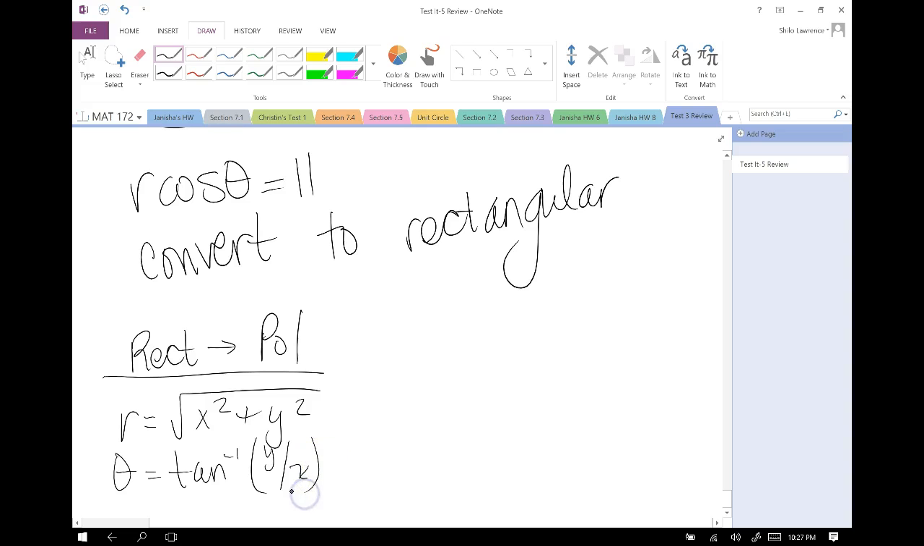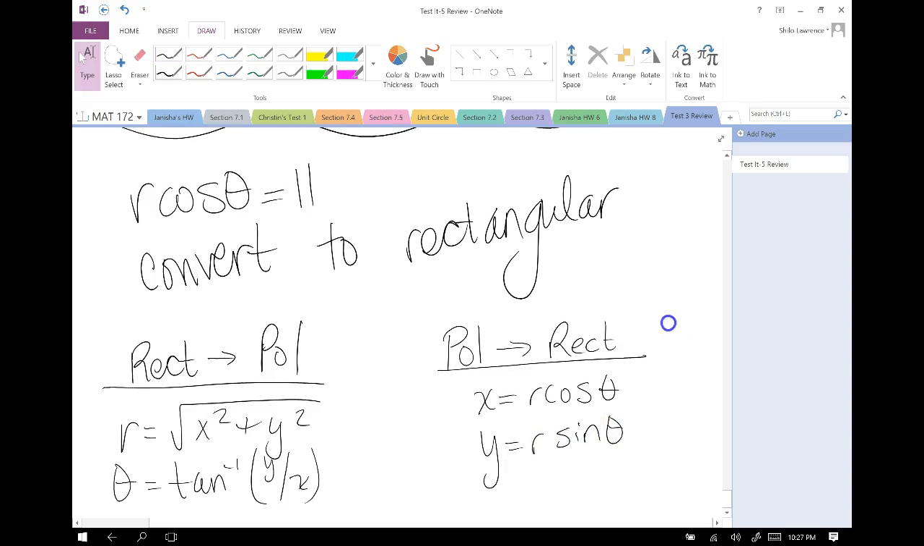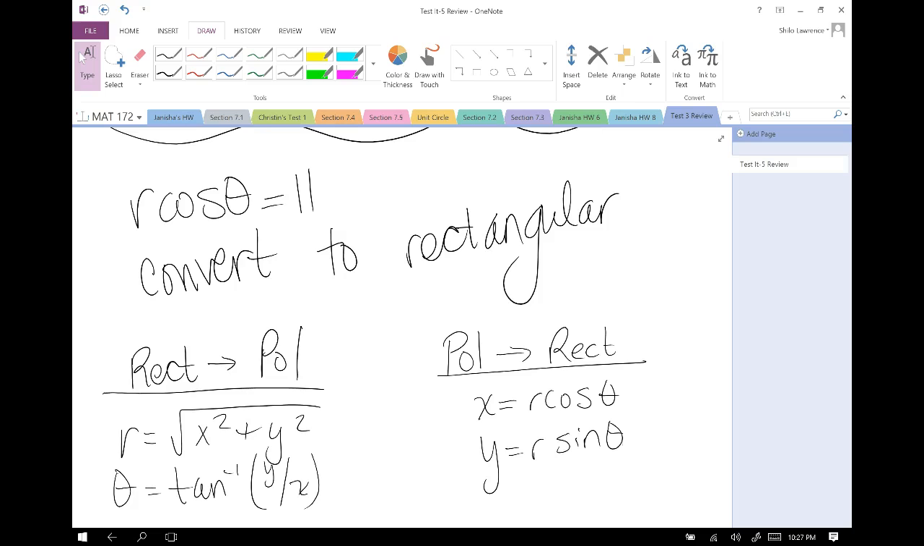So to convert from rectangular to polar, we use r equals square root of x squared plus y squared, theta equals tan inverse y over x. We've been using those over and over again. To convert from polar to rectangular, we use x equals r cosine theta, y equals r sine theta. So in this problem up here, they want us to convert it to rectangular, so we use these formulas.